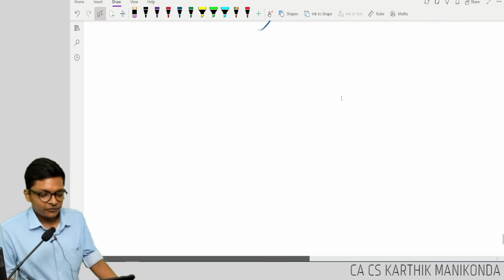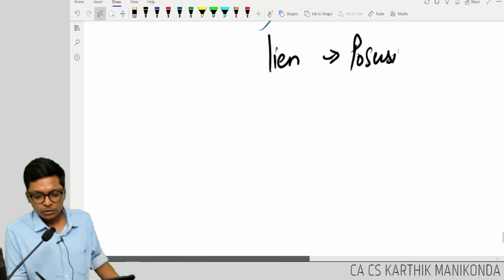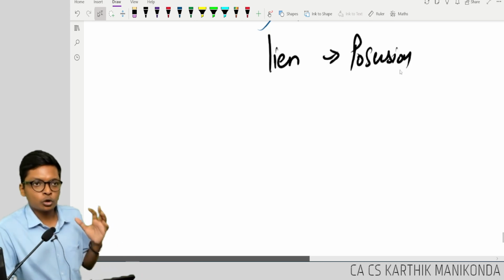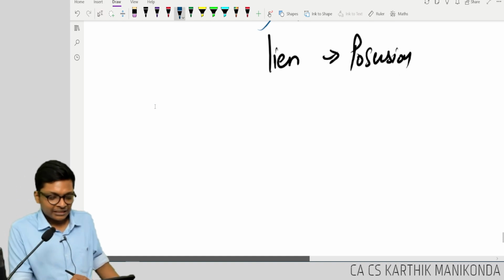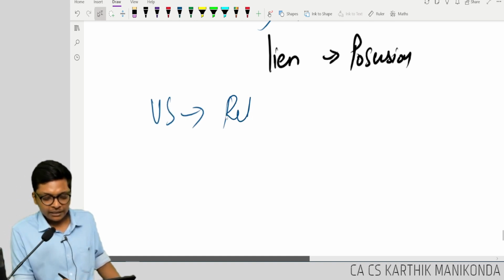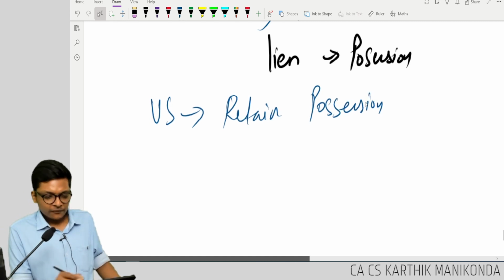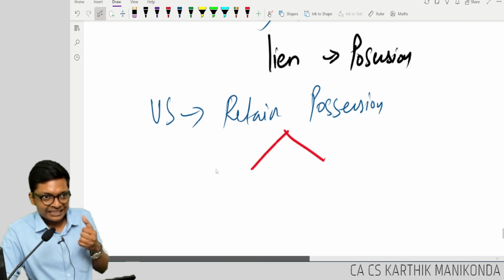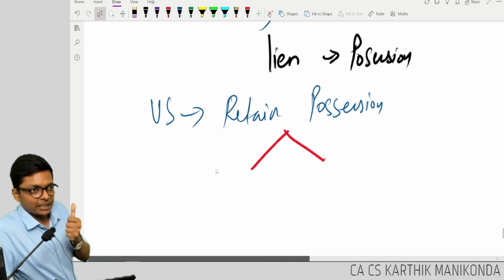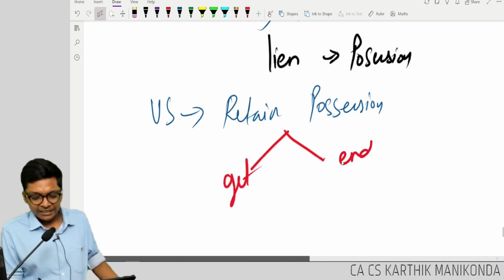What is right of lien? Right of lien means right to retain possession of goods. Whether property is transferred or property is not transferred, the unpaid seller can retain the possession. We need to discuss only 2 things in all the rights: when this right is available, and when this right will end.